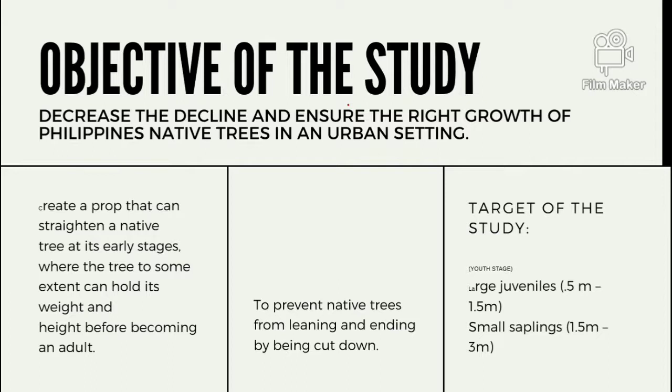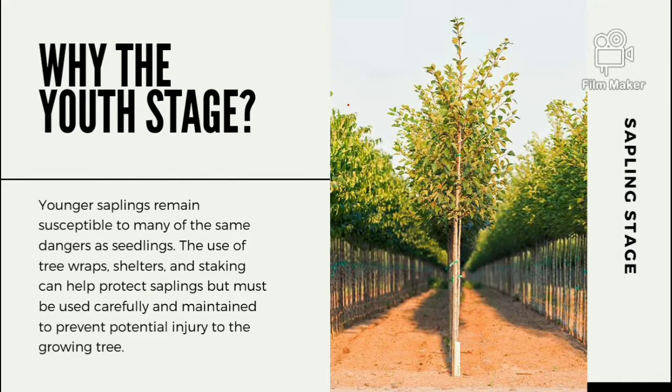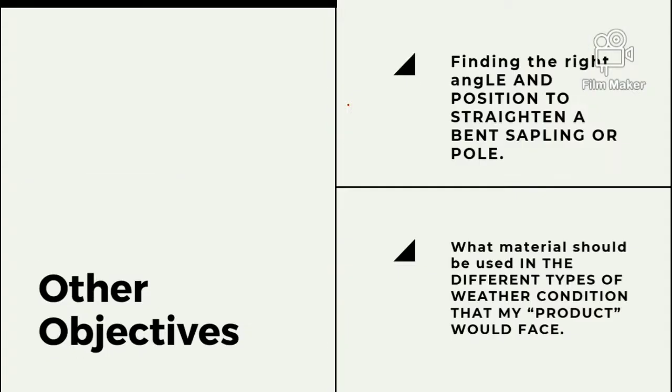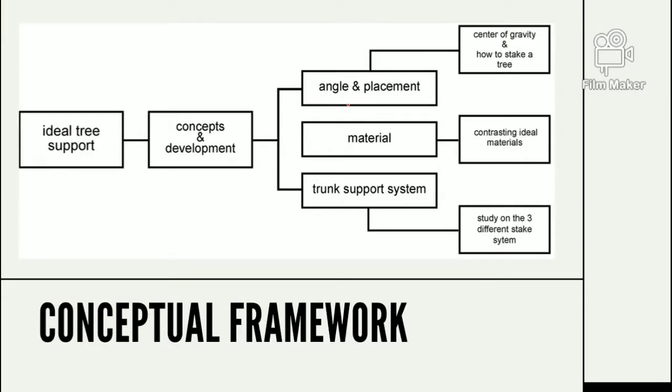The target of the study is the youth stage, which consists of large juveniles and small saplings. So why the youth stage? They are prone to damage and they need extra care in order to be vertically straight. Other objectives are to find the right angle and position to straighten a bent sapling or pole, and what material should be used given the different types of weather conditions my product would face. The conceptual framework is based on all research in order to create an ideal tree support.